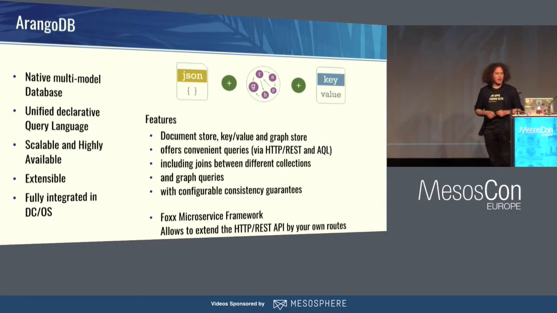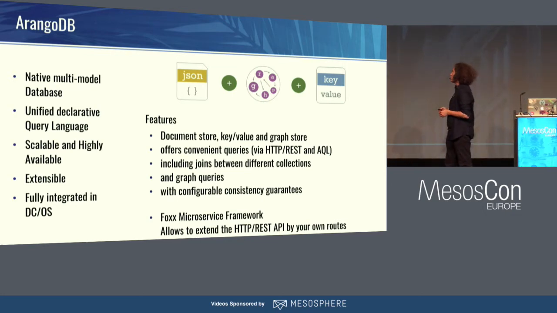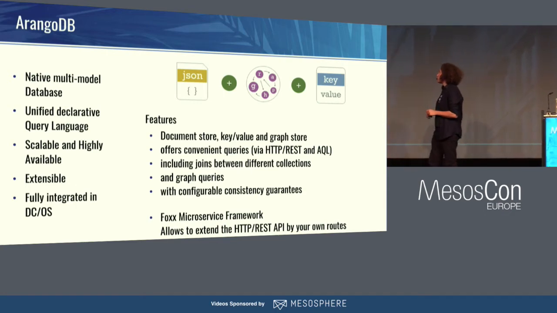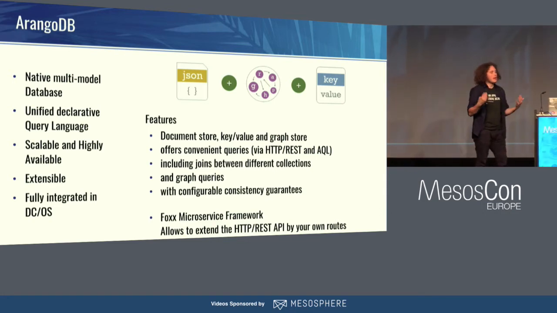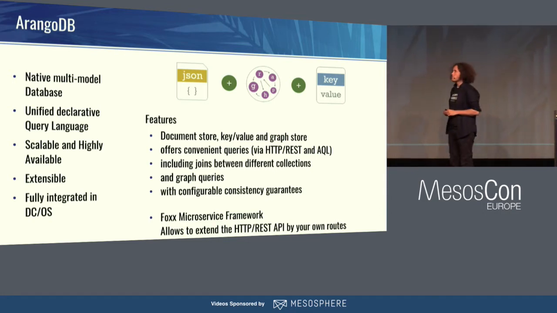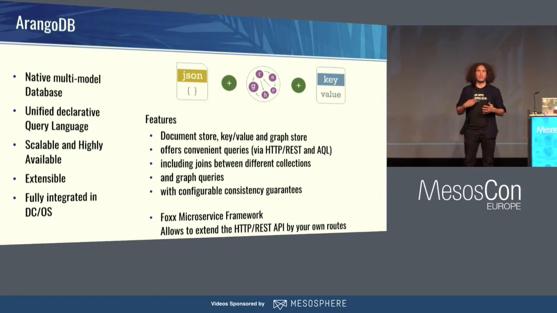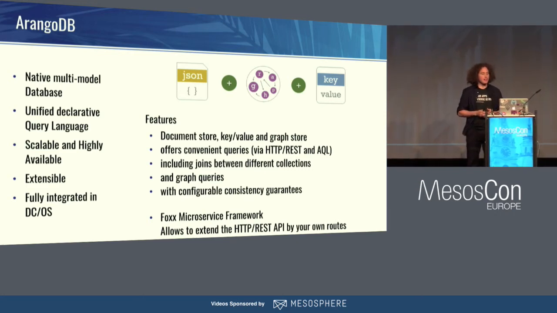So, as mentioned, ArangoDB is a native multimodal database, meaning I can store JSON data in a native representation, and I can store graph data in a native representation, and also key value data. All of these I can store, and I can interlink. So for example, I could have a graph where each node is actually a JSON document. And that makes querying this distributed structure rather nice.